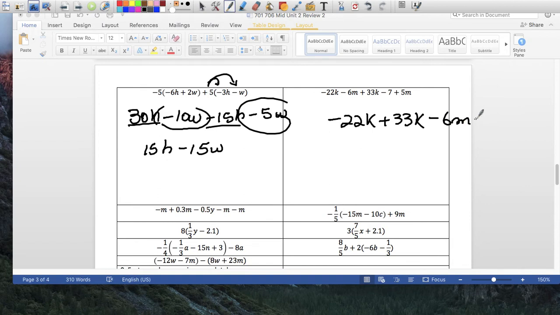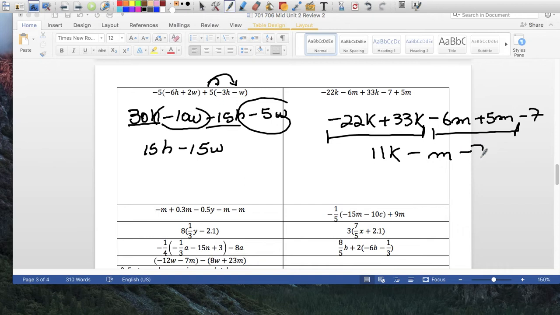So we write this: minus 6m plus 5m minus 7. Combine these two, all the way up to here. There are more positives, there's 11 more positives. Negative 6m plus 5m, there's more negatives, one more negative, so it's just negative m or negative 1m. And then the minus 7 comes at the end.